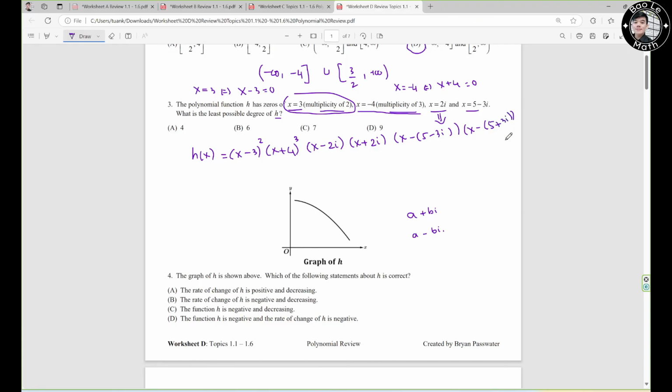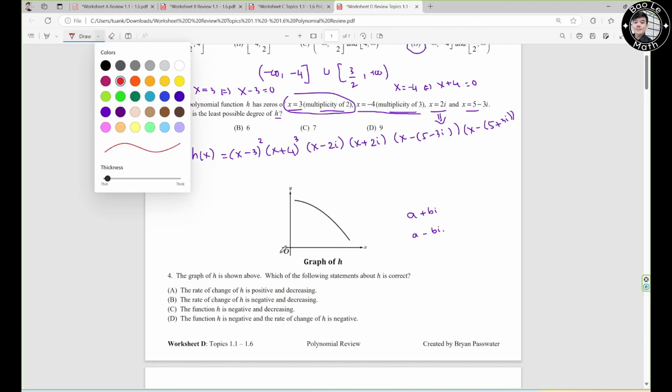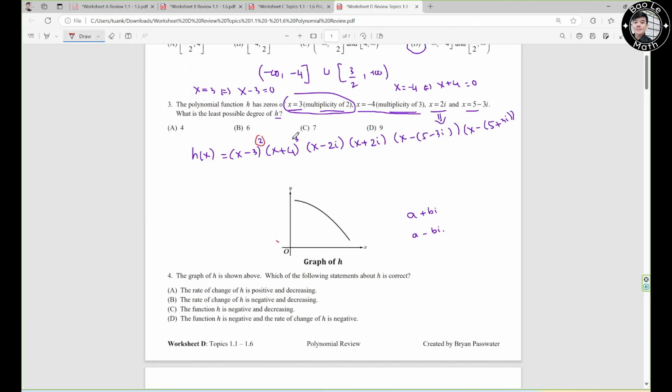Alright, so now we're going to check the degree. This is power 2, power 3, this is power 1, power 1, power 1, power 1. So it's going to be power 9. So the answer must be D.